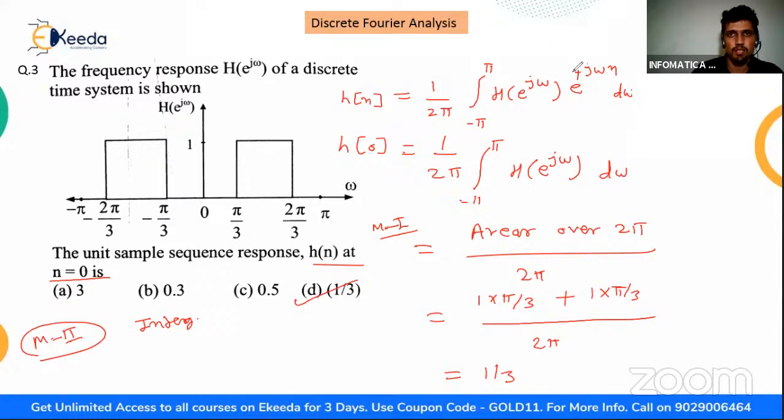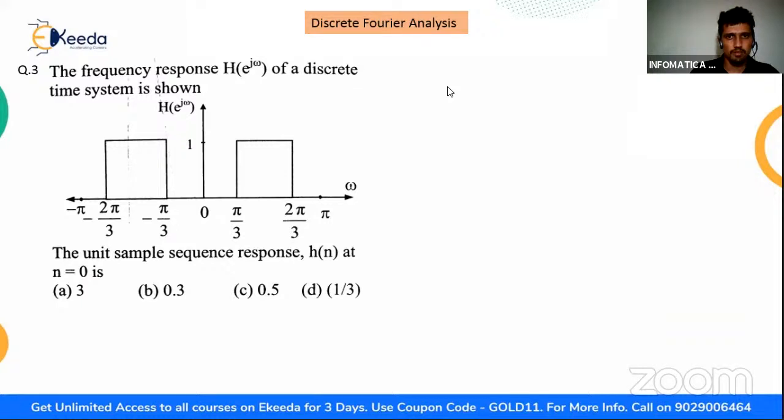Now let's move to the next. You just need to remember the basic formula, and if there are any properties, people generally directly remember this, that the area over 2 pi gives h[0], the value at n equals 0. But if you don't remember, then also it's easy. You just need to remember the basic formula and then put in the values. Now let's move to the next.